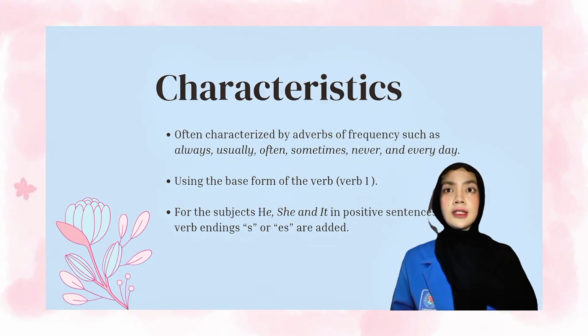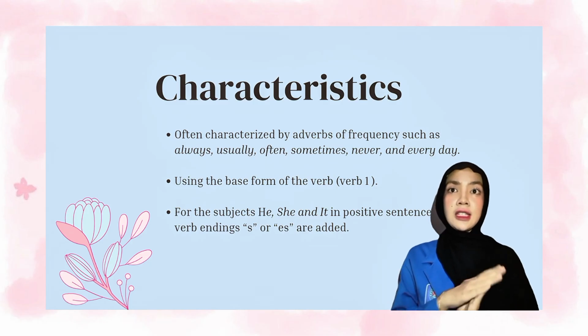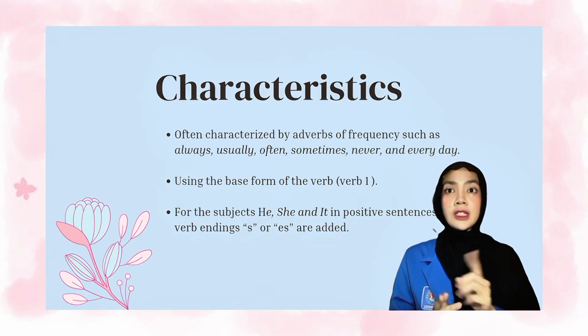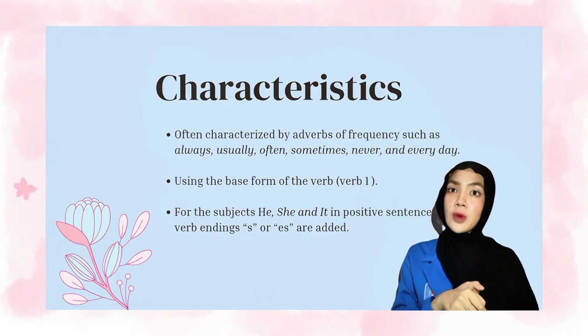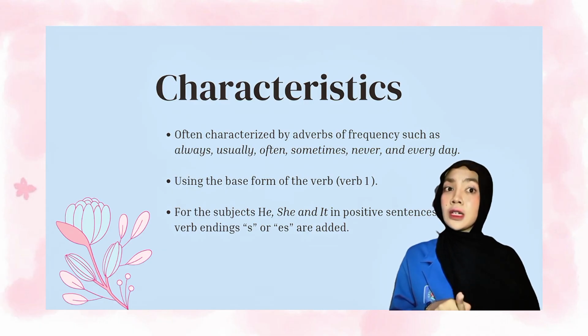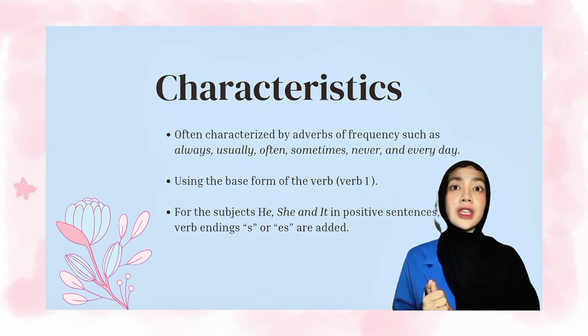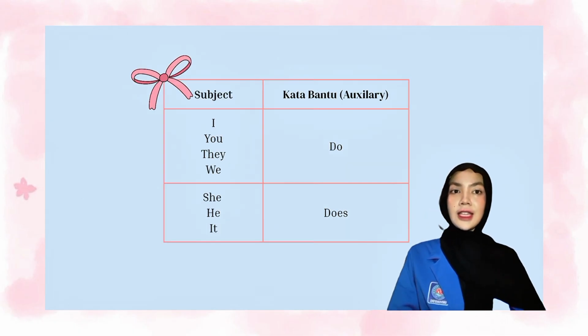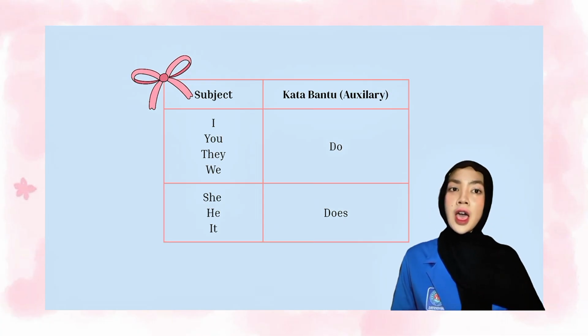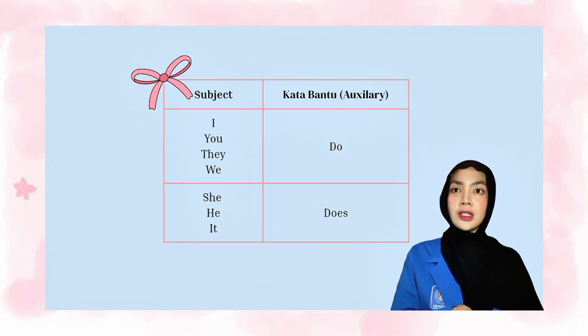Slide 9. Characteristics. The simple present tense is easy to recognize. First, it often uses adverbs of frequency. Second, it uses the base verb 1, and for he, she, it, we add s or es to the verb. For example, I study English, but she studies English. Slide 10. The auxiliary verbs we use are do for I, you, they, we, and does for he, she, and it. This helps make negative sentences and questions.